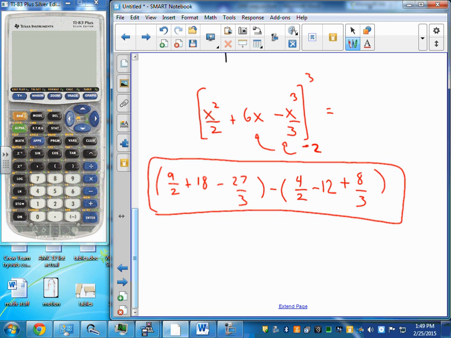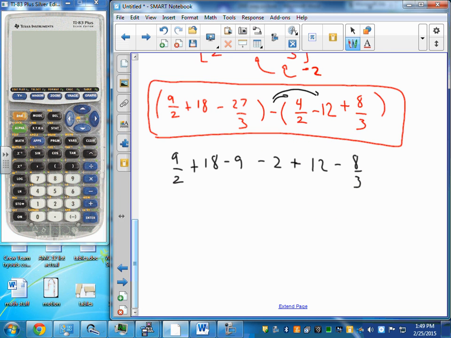Let's go ahead and finish the arithmetic just to say we did. We have 9/2 plus 18, and this is minus 9, and then minus 2 distributing here. This is plus 12, and then minus 8/3. So if we just deal with the whole numbers, let's see, that's 9, that's 10, so 9 and 10 is 19, plus 9/2 minus 8/3, common denominator is 6.